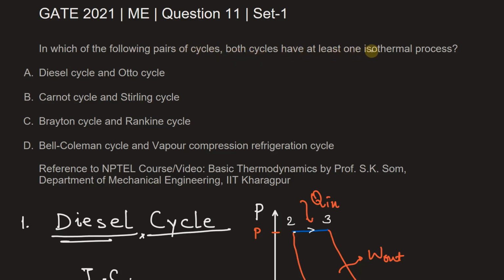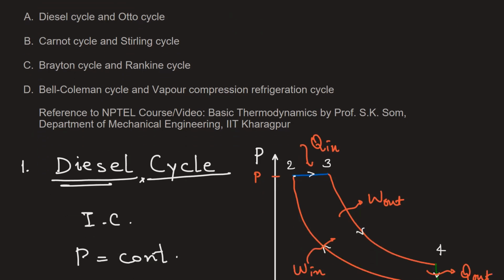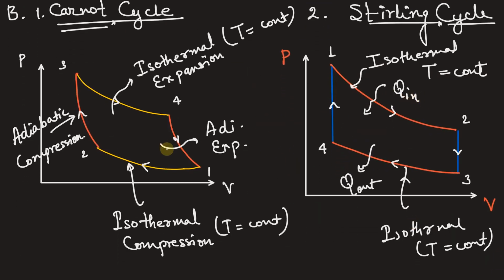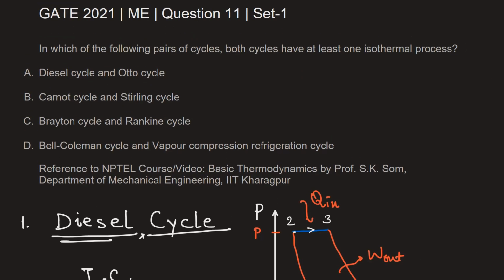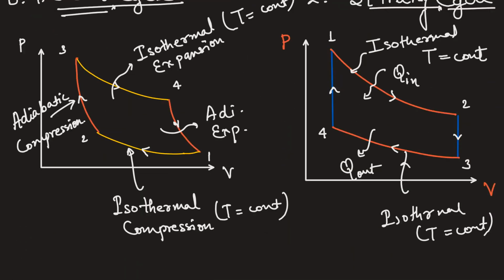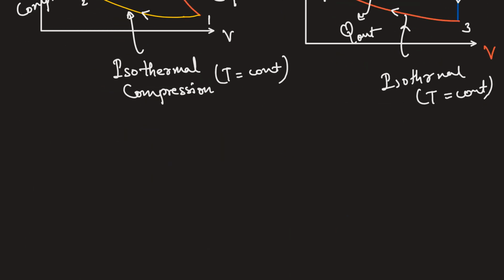In our question it was asked that we need to name a pair of cycles in which both cycles have at least one isothermal process. We see here in the Carnot cycle and the Stirling cycle, there are two isothermal processes each. So option B is the correct answer. But let's have a look at the other cycles given in the options. The third option is Brayton cycle and Rankine cycle. So let's see the PV diagram of a Brayton cycle and the Rankine cycle.